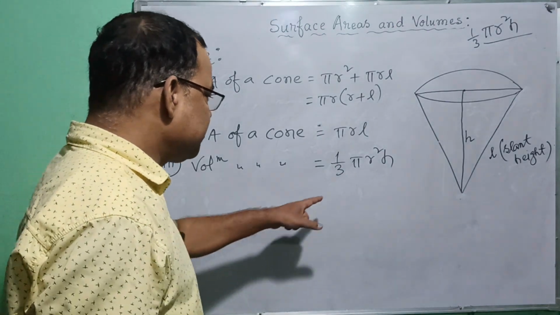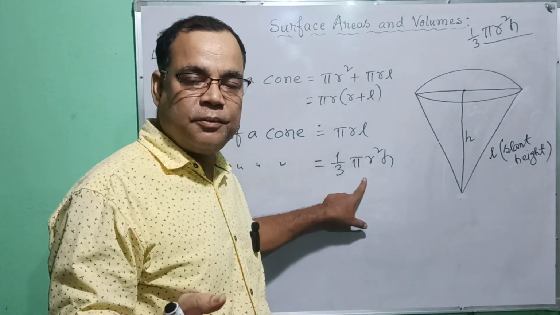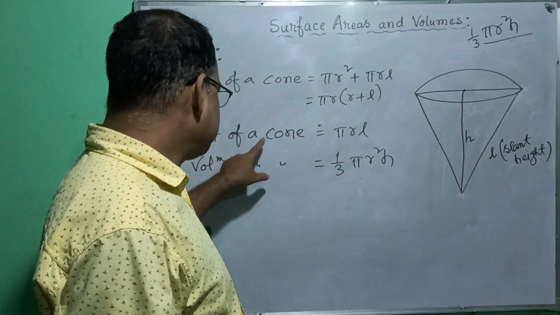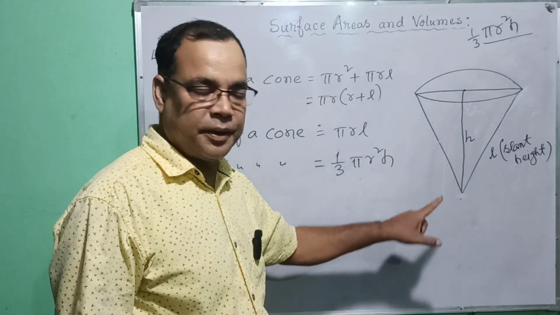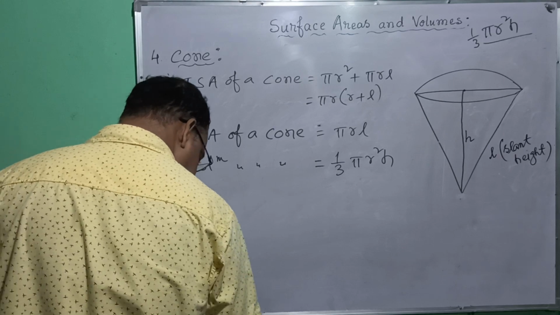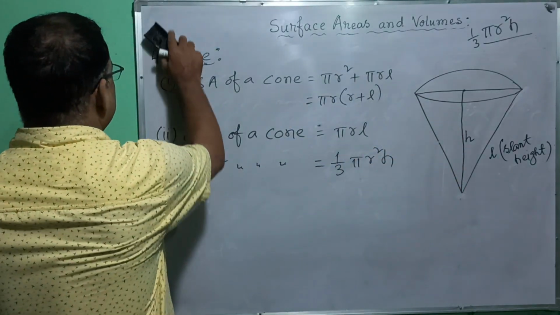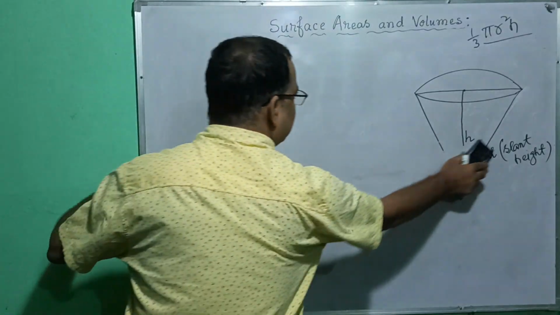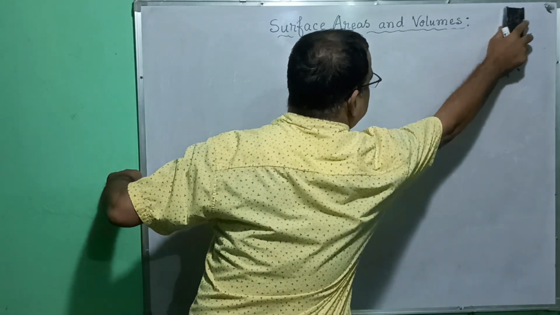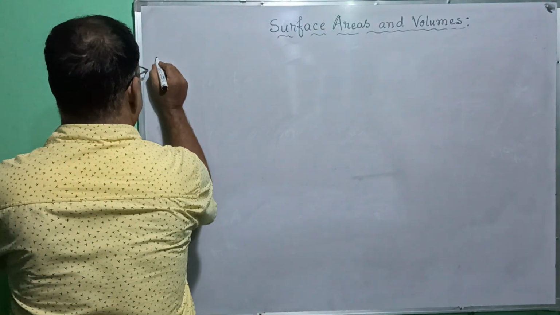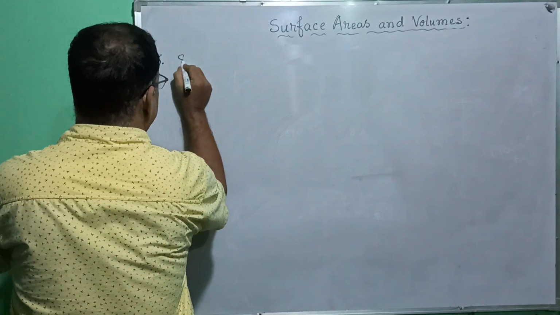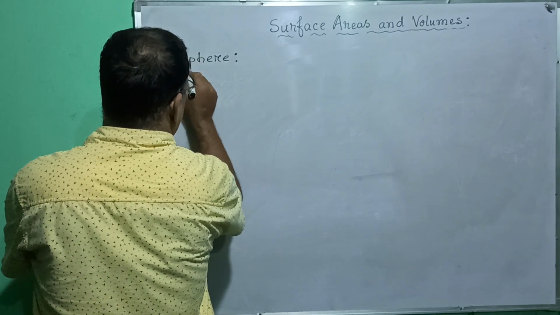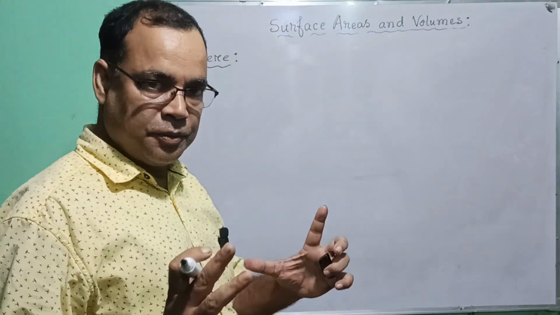Then how to remember? We can remember by comparing with the volume of a cylinder. In case of a cylinder, the volume was pi r square h, and in case of a cone, just 1/3 pi r square h. So these are the three formulas of a cone. Now the next figure is the sphere. I will write the formulas of a sphere. Number 5 is sphere. A very familiar shape, it is like a football.